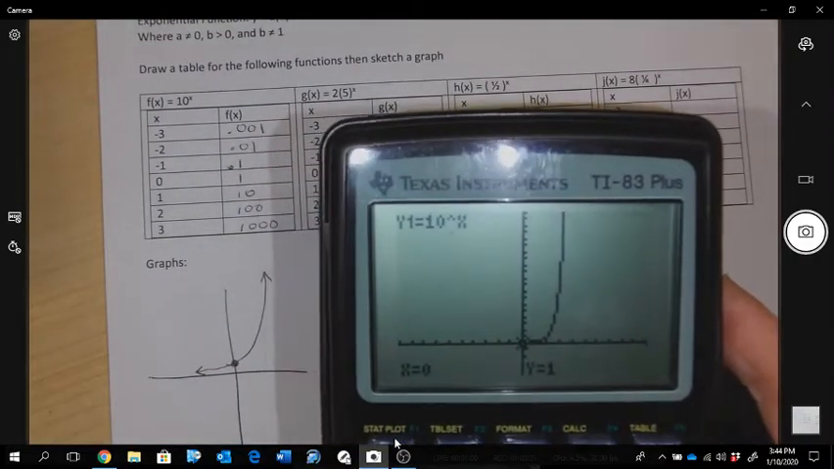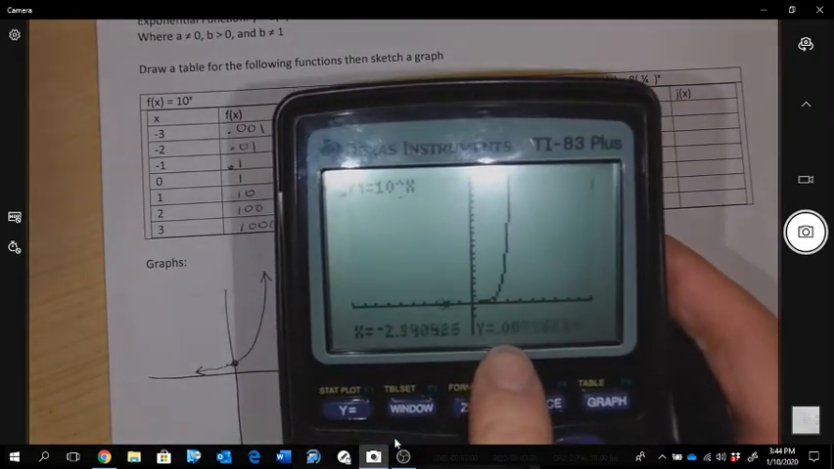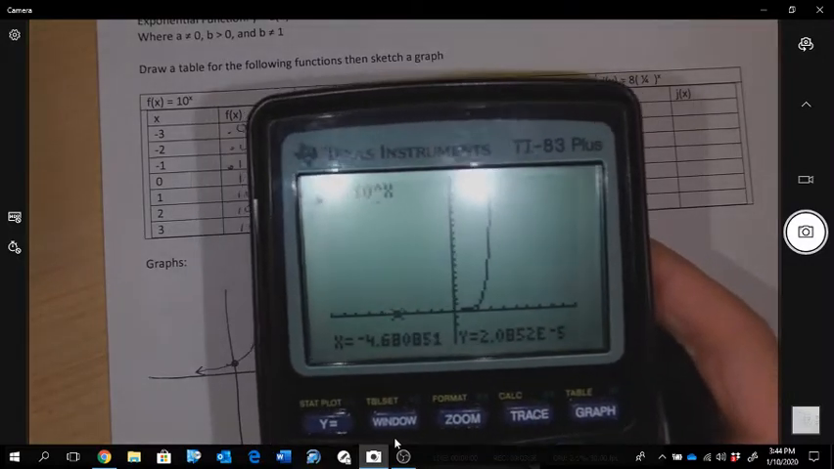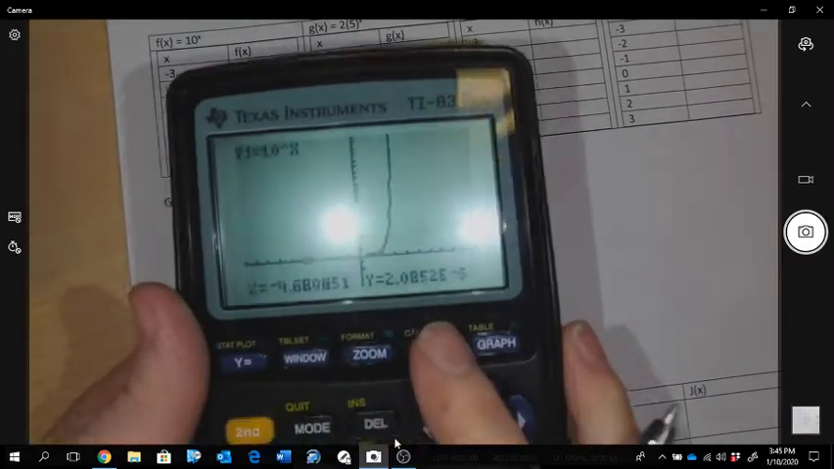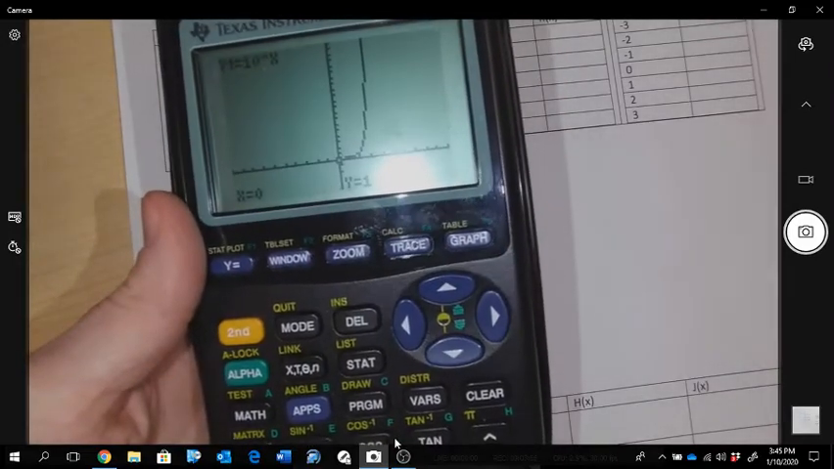If I trace, looking at my y values, see how my y is just getting closer and closer to 0. It's never going to touch 0 or cross 0. Okay, so x-intercepts, it's never touching 0, so there are none. Your y-intercept, 1. Remember how to do this: trace, and if I want to trace an x value of 0, you can see 0, 1.